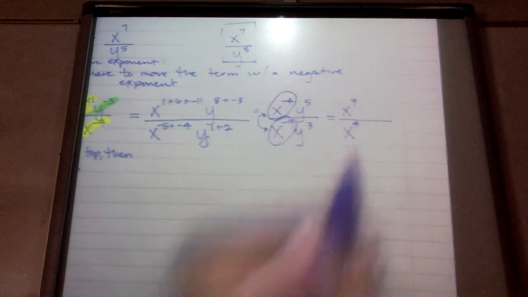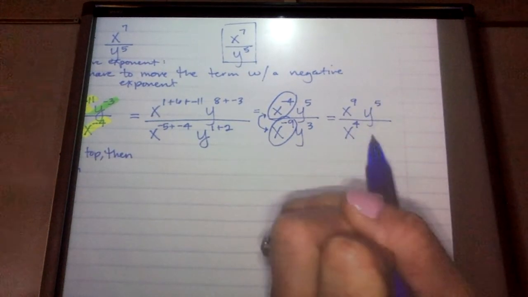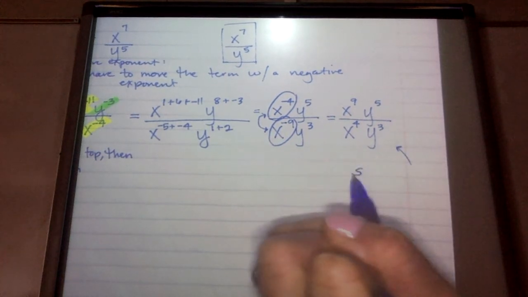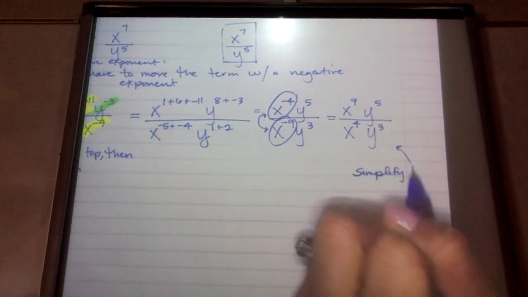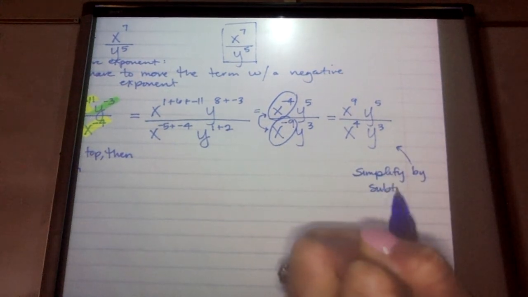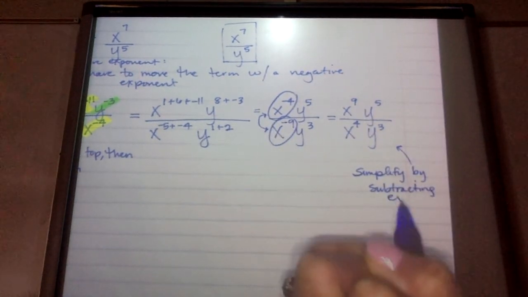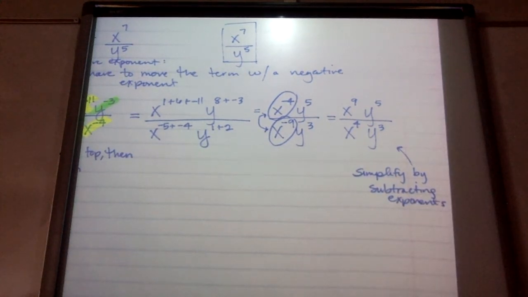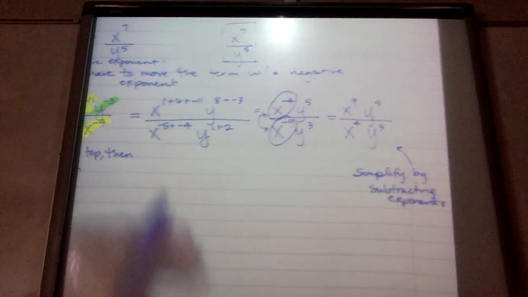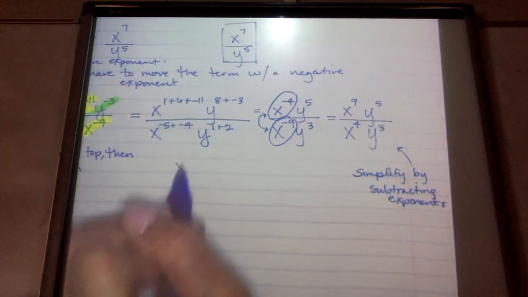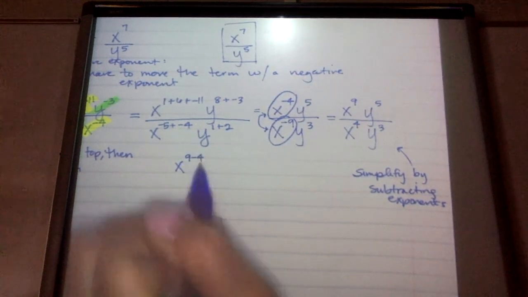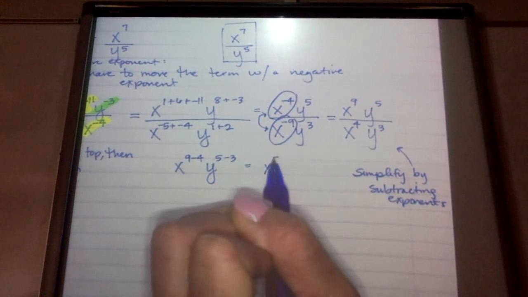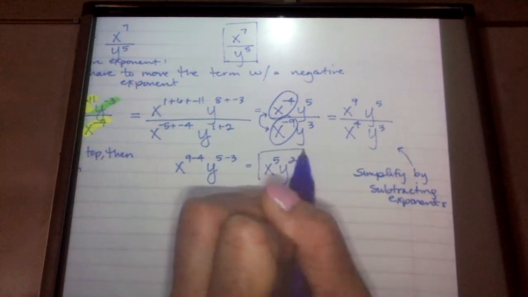And I've got y to the 5th, y to the 3rd. So now I'm going to simplify by subtracting exponents. So it's the top number minus the bottom. So that gives me x to the 9 minus 4 and y to the 5 minus 3. So my final answer is x to the 5th, y squared.